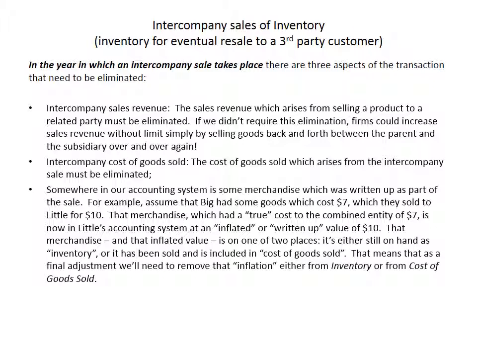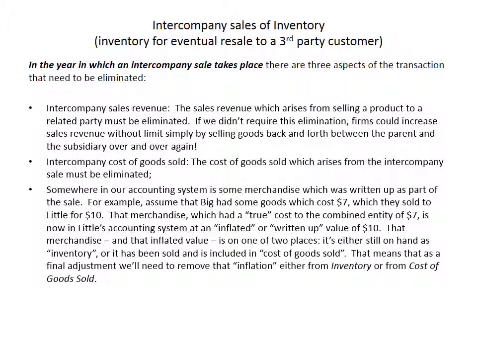Third and finally, somewhere in our accounting system, there's some merchandise which has been written up as part of the sale. And just to have some concrete numbers to refer to, let's assume that Big had some goods which cost $7, which they sold to Little for $10. That merchandise, which has a true cost to the combined entity of $7, is now in Little's accounting system at the inflated or written up cost of $10. That merchandise and that inflated value is in one of two places.